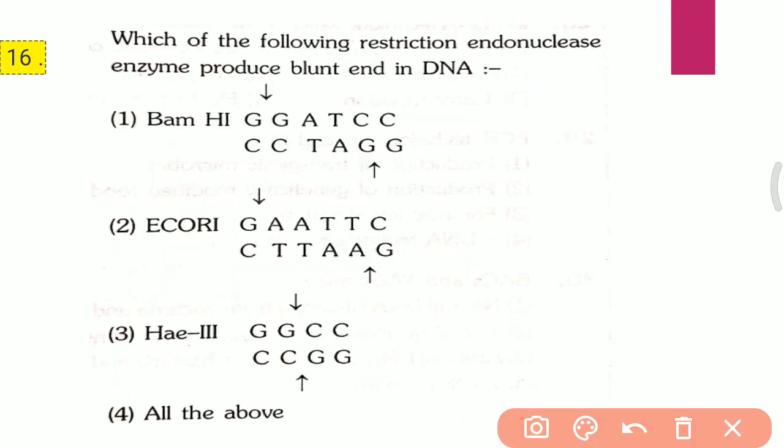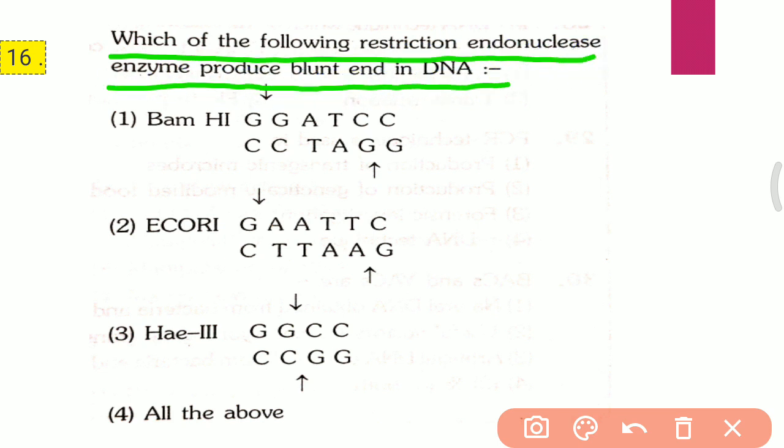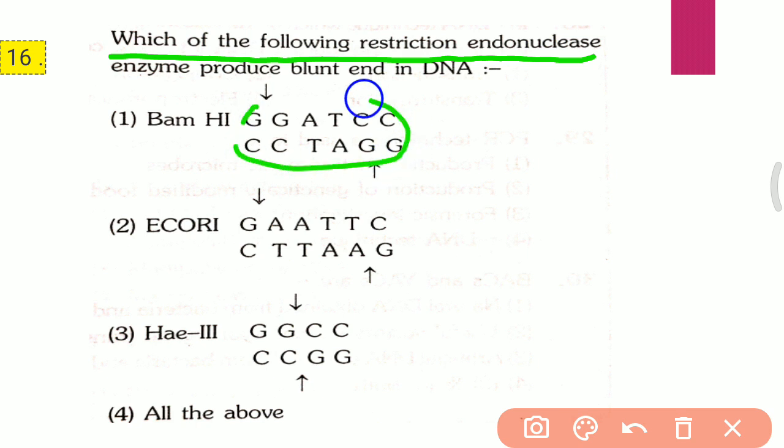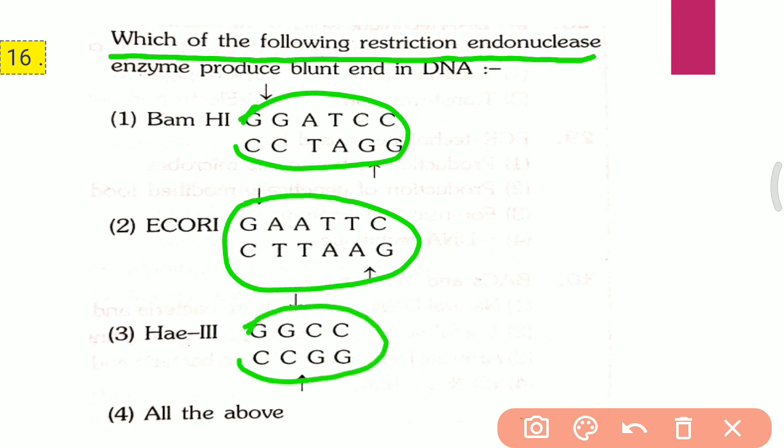Question 16. Which of the following restriction endonuclease enzymes produces blunt end in DNA? First one, BamHI, read the sequence here. EcoRI, read the sequence here. Third, HaeIII, read the sequence here, and all of the above. The correct answer for the 16th question is the third one, that is HaeIII.